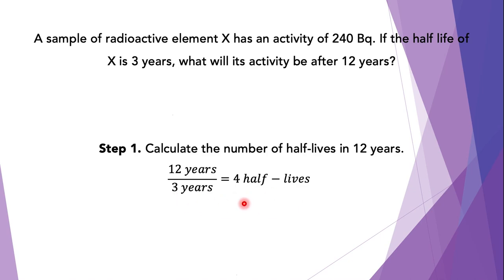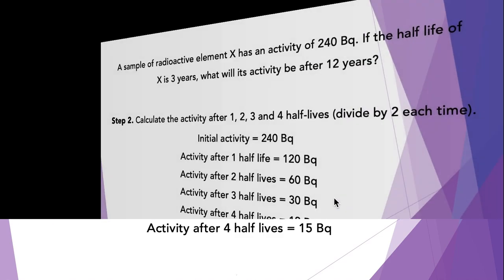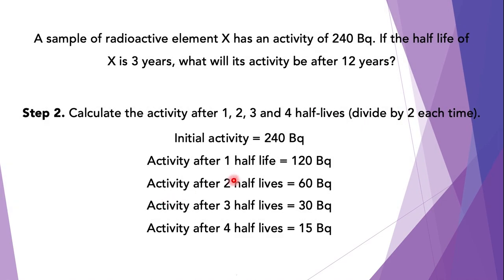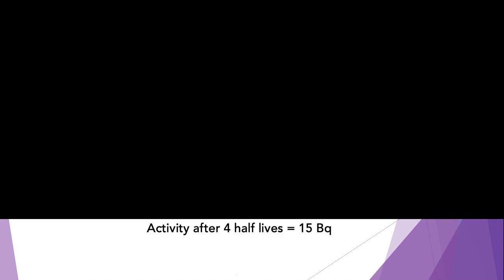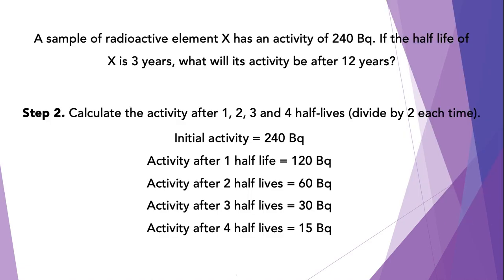So if right now the radioactive element has an activity of 240 becquerels, then we divide 240 becquerels 4 times. After dividing it 4 times, in the end, we get 15 becquerels. After 1 half-life, the activity would decrease down to 120 becquerels, then to 60 becquerels after 2 half-lives, then to 30 becquerels after 3 half-lives, and after 4 half-lives, we'll get 15 becquerels. So the activity of the element X after 12 years, that is 4 half-lives, would be 15 becquerels.